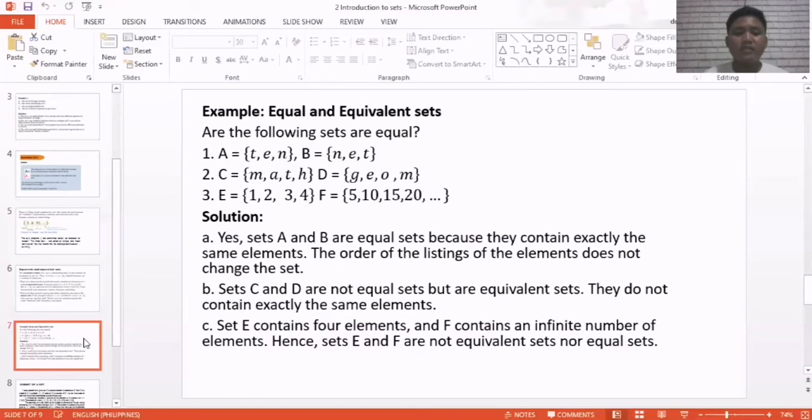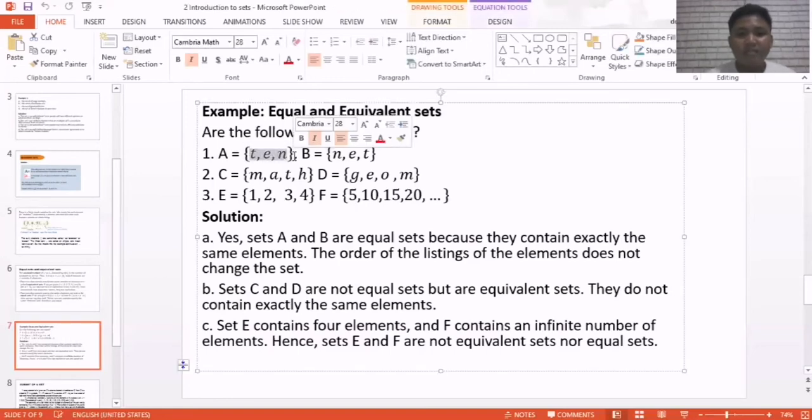So for number 1, ang solution, ang sagot dyan is, yes, sets A and B are equal sets because they contain exactly the same elements. The order of the listing of the elements does not change the set. So, same pa rin po ito. At the same time, pwede din po siyang maging equivalent sets.